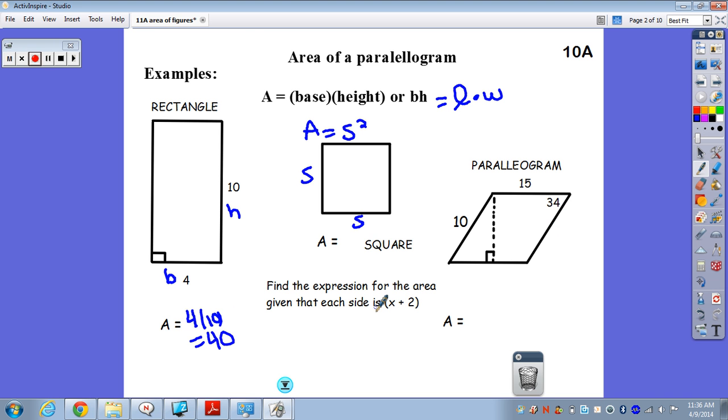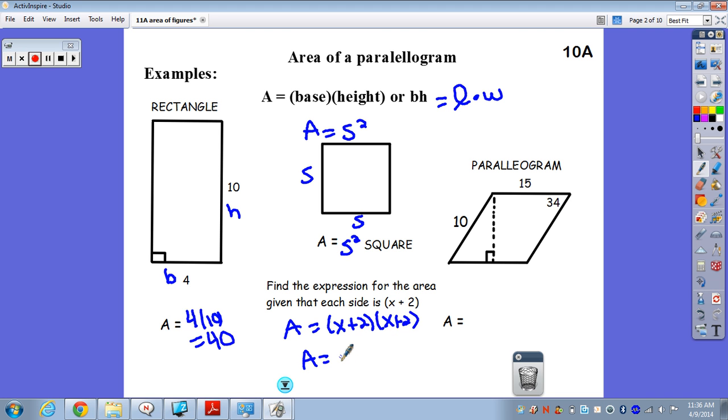For the second one, it says area of a square. Again, we said that's s squared. Find the expression for the area given that each side is x plus 2. So that means the area is equal to x plus 2 times x plus 2, or you could say x plus 2 squared. And if we want to multiply that out, we have to FOIL or distribute.